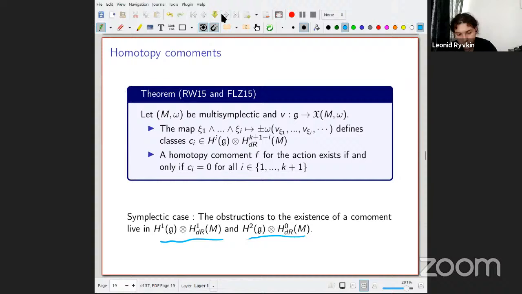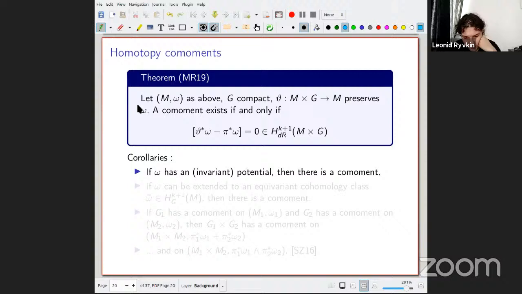Now, what we did with Antonio Mitti was to translate this obstruction into geometry. So if you don't like double complexes or L infinity algebras, you can just look at the whole thing in cohomology. In this talk, I'll restrict to the case where the group is compact. We have a statement for non-compact groups too, but it is neater to explain briefly for compact groups. So we have an action which preserves the multisymplectic form, and a co-moment exists if and only if this one cohomology class in the cohomology of M times G is zero.